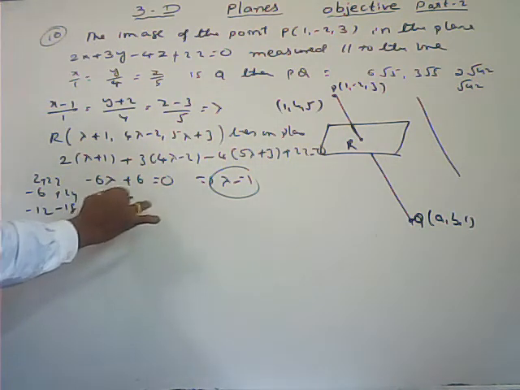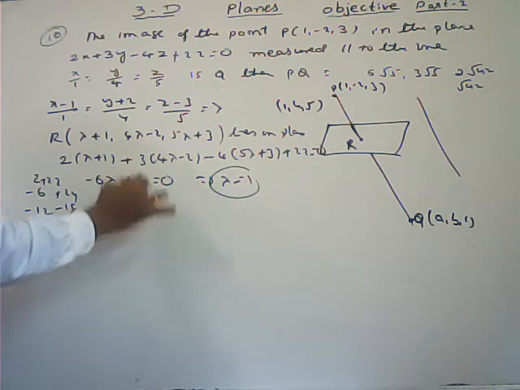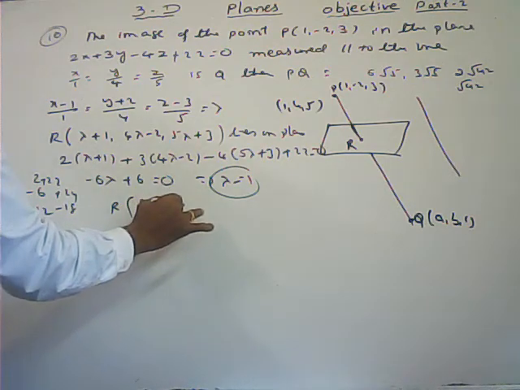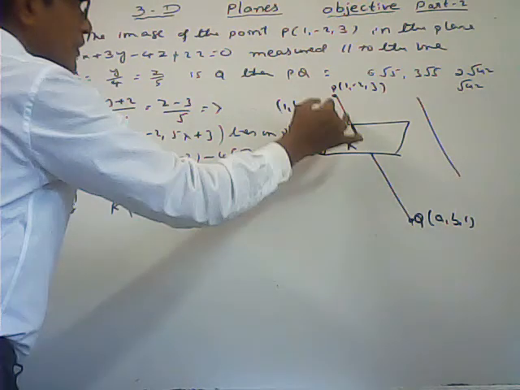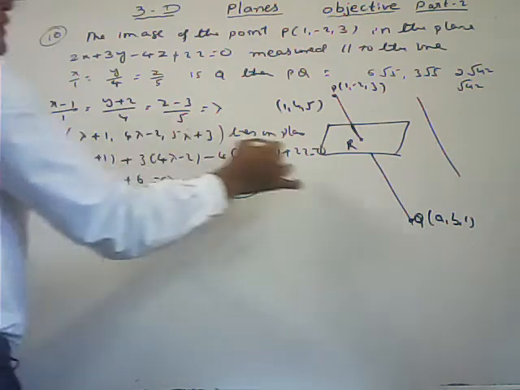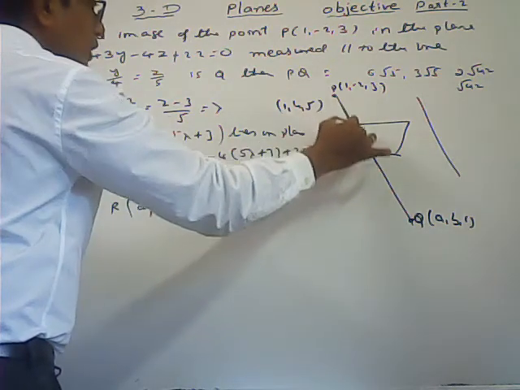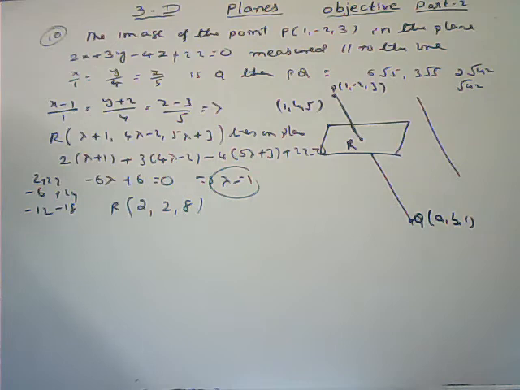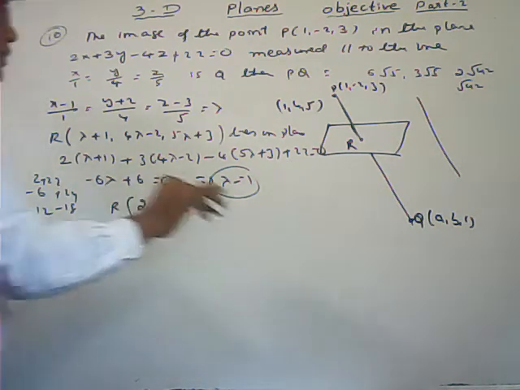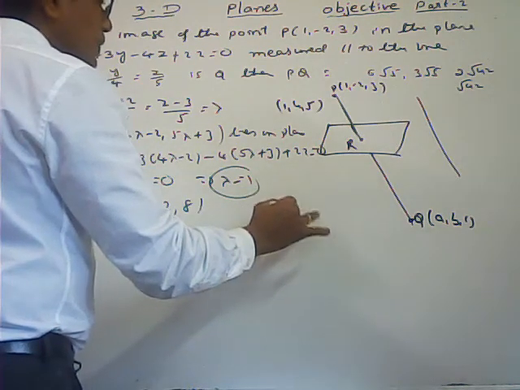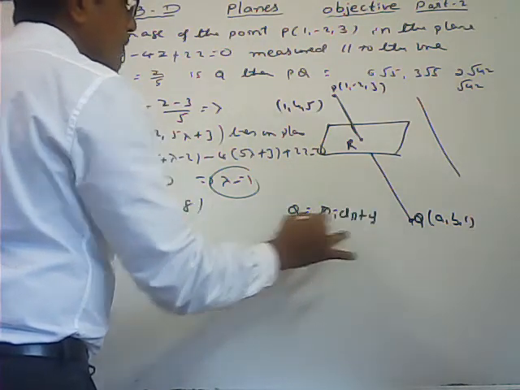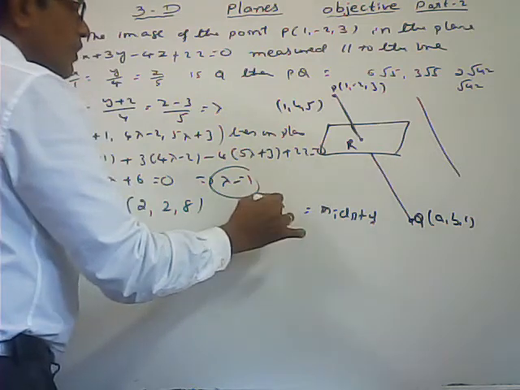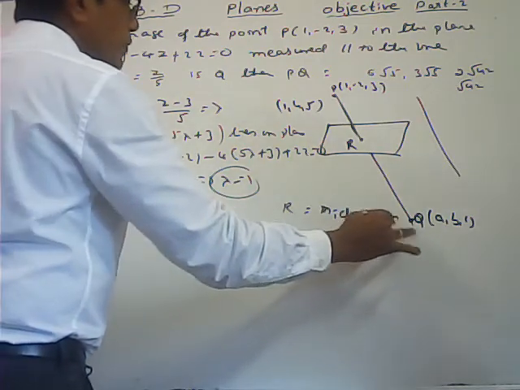Then what are the coordinates of R? 1 + 1 = 2, 4 - 2 = 2, 5 + 3 = 8. So (2, 2, 8) is the point on the plane. Here I want the image only. Otherwise, they could ask for PQ, which is 2 times PR. And if you want the coordinates of Q, R is the midpoint of PQ.